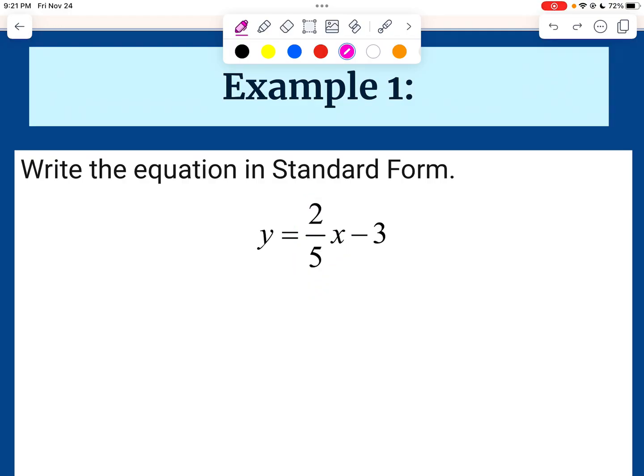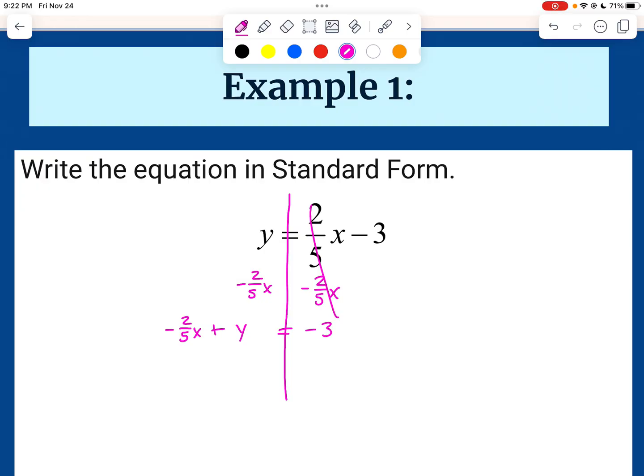Now, to do that, I need to do inverse operations. So, this is a positive 2/5 x. I want to subtract 2/5 x. For those of you that need this, we can draw a line through that equal sign just so you're comfortable with what the left side is and what the right side is. So those cancel. That leaves us with negative 2/5 x plus y equals negative 3.